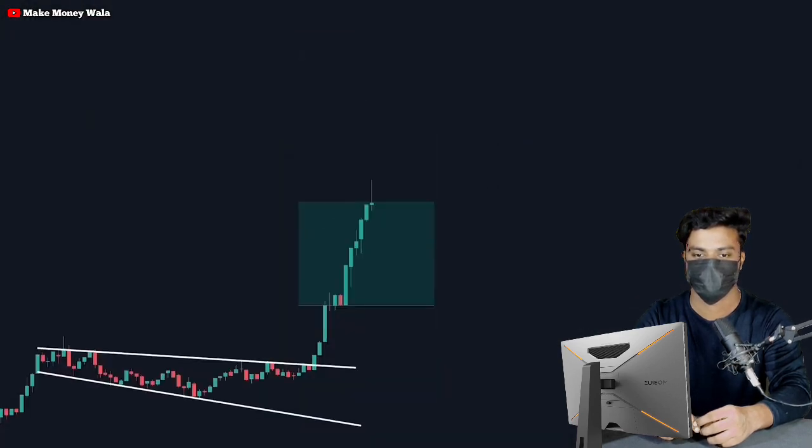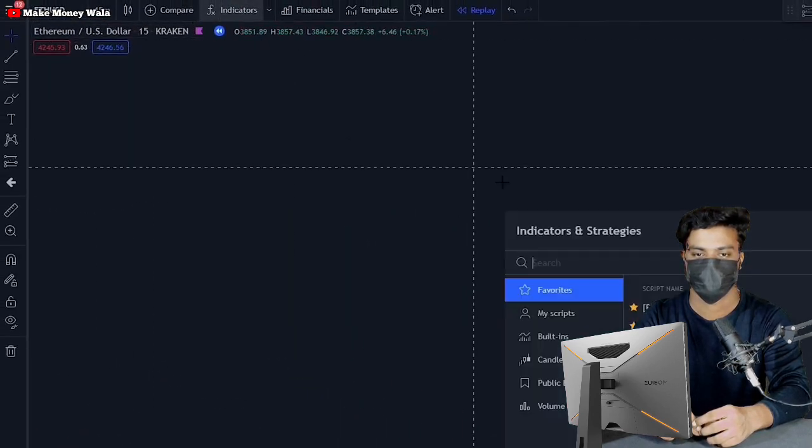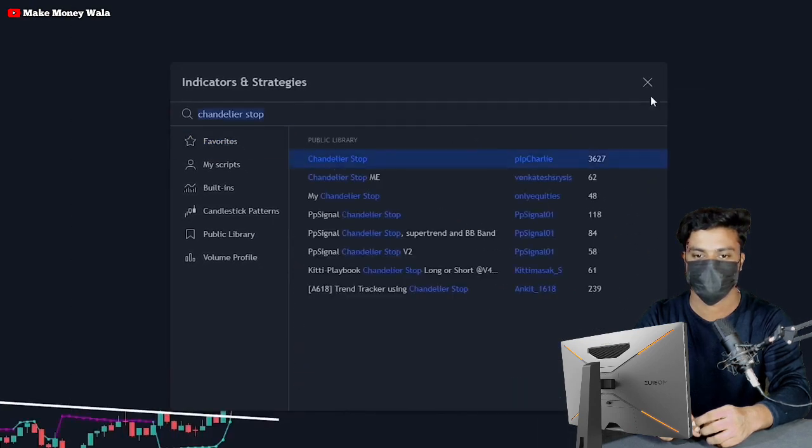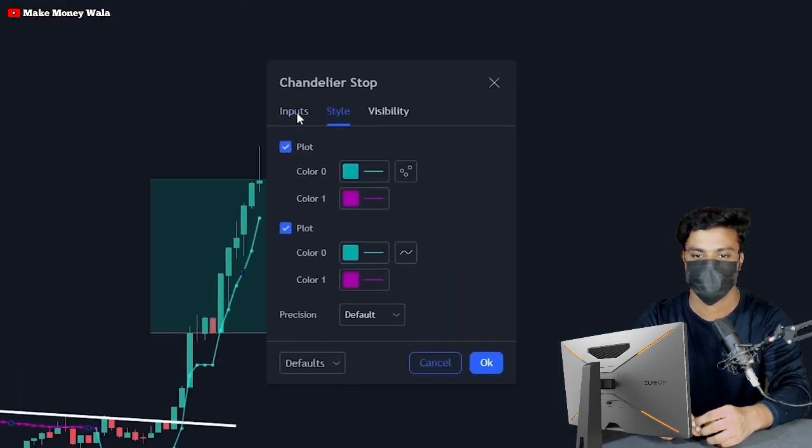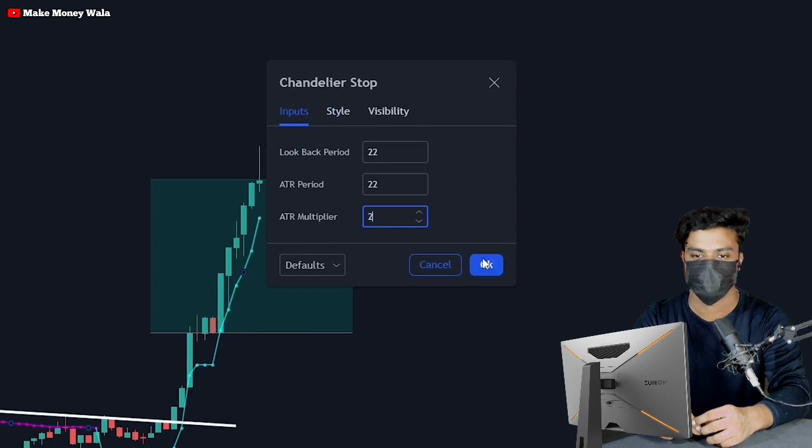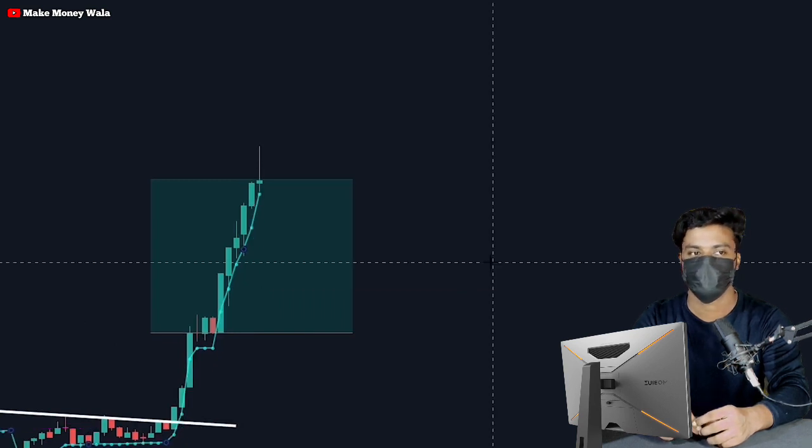To add this indicator, just go to TradingView, go to the Indicators tab, and type in chandelier stop. Then go to the indicator settings and change the ATR multiplier to 2. This indicator will give us our exit strategy.